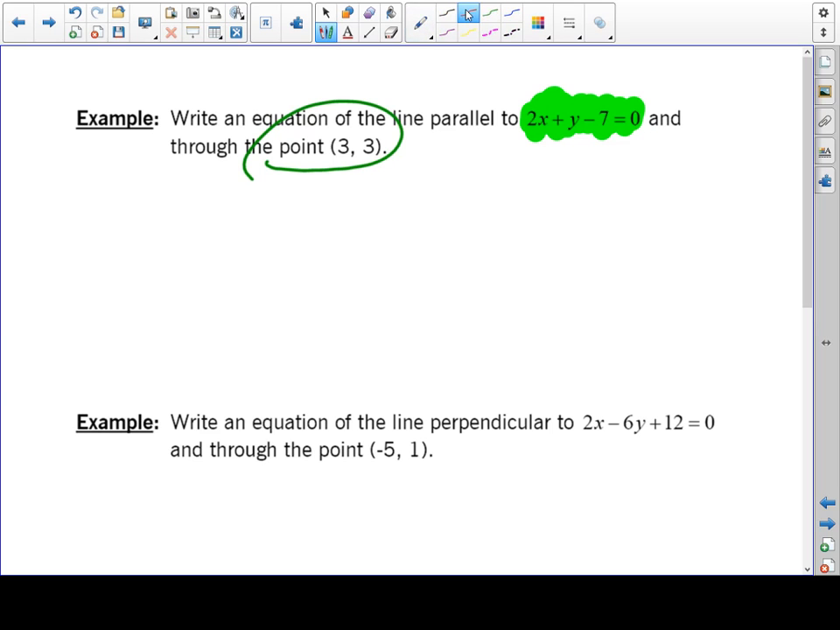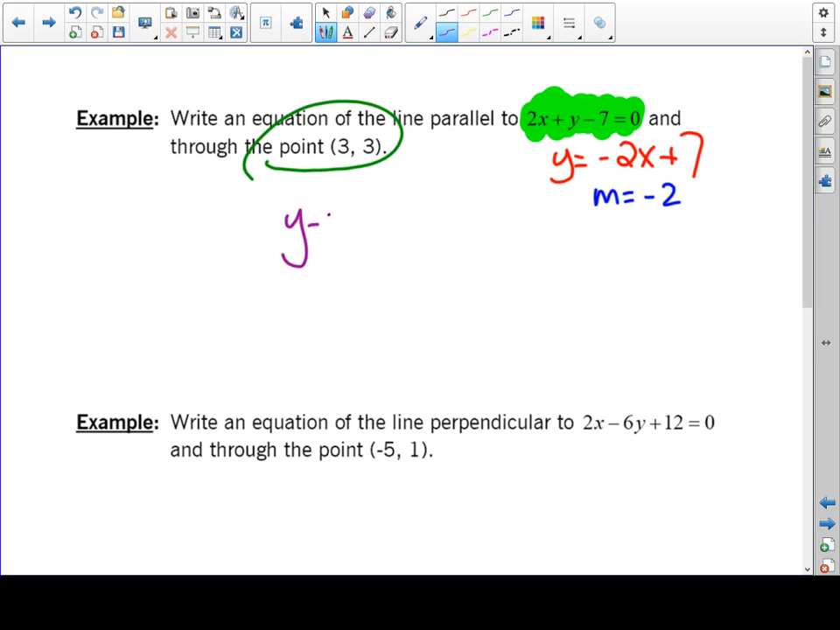How do we do it? We rewrite it in the form y = mx + b, which is what we did yesterday. So y = -2x + 7. So from that, we see that the slope is -2. So the slope of our line is going to be -2. So the slope is -2, and the point is (3, 3).